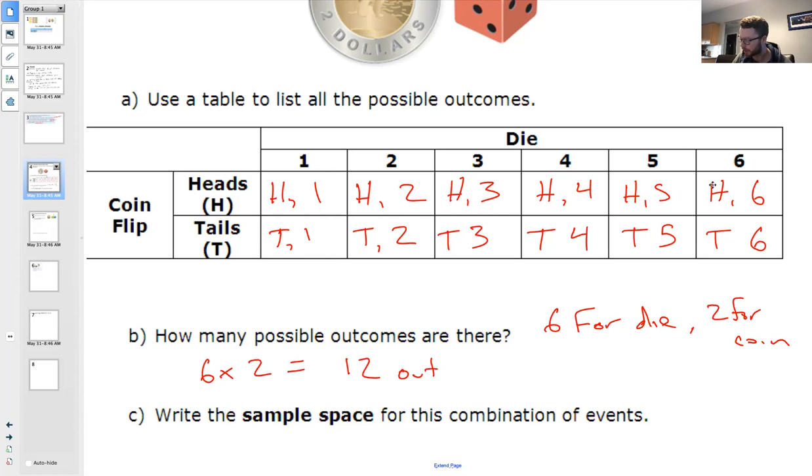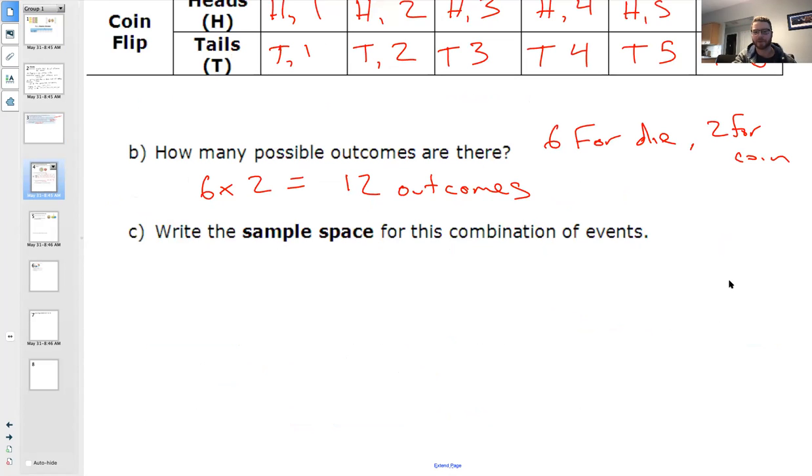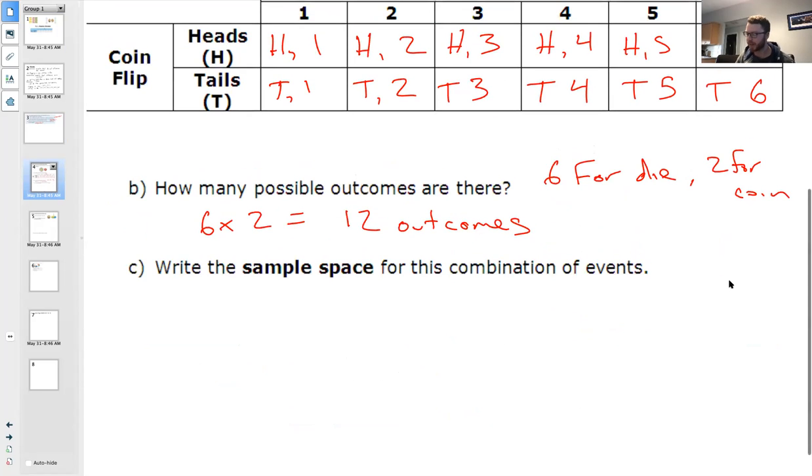So there's 12 outcomes. And if you wanted to, you could have just counted all of them. That would have been just fine too. Okay, so next we're going to write the sample space for this combination of events. For the sample space, we need to say what are all of the possible outcomes that could occur here. That's what we mean by the sample space. And that's going to look very similar to what our table actually looks like.